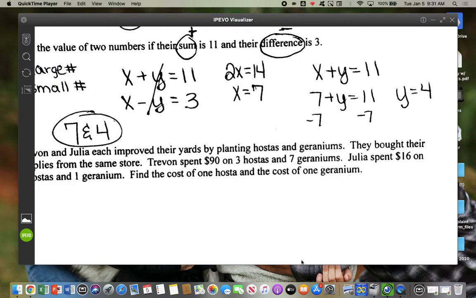So I actually want you guys to skip number 3 for a second, and I want you to go down. We just did 2, a sum and difference problem. I want you to jump down and try 4 by yourself. So take a look at the question. You're going to set it up just like we did the second one.